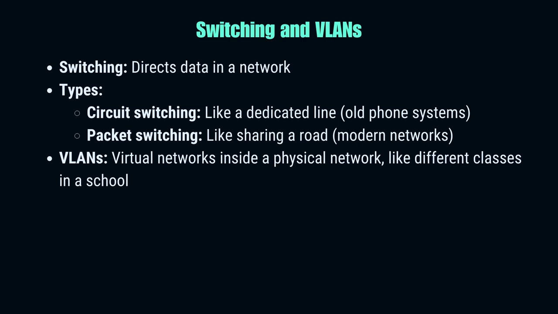VLANs, or virtual local area networks, are a way to logically segment a network without changing its physical structure. They allow network administrators to group devices together, as if they were on separate physical networks, even if they're connected to the same switch. VLANs offer several benefits: improved security by isolating sensitive parts of the network, better performance by reducing unnecessary traffic between network segments, and more flexible network design, as devices can be grouped logically rather than by physical location. Switches that support VLANs can tag frames with VLAN IDs, allowing them to keep traffic from different VLANs separate, even when it's traveling over the same physical links.